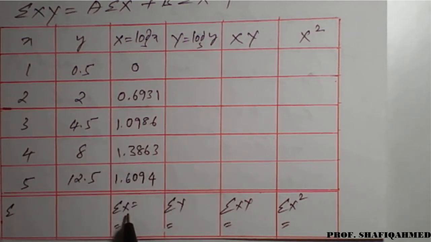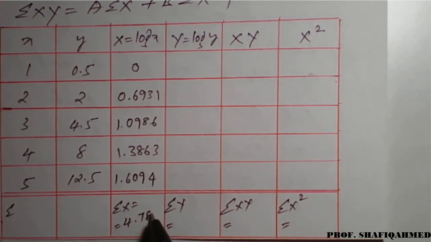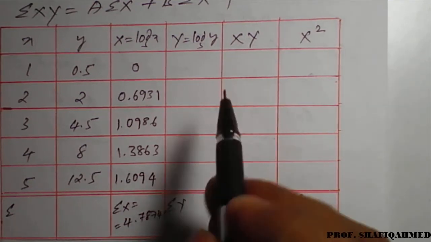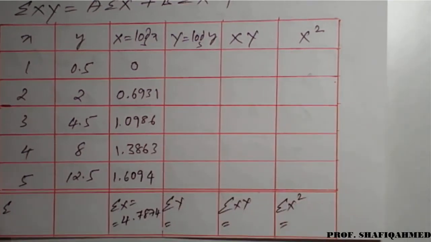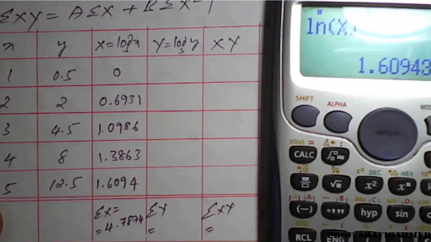So summation of capital X, on calculation, will become 4.7874. Similarly, we need to work out capital Y also here. Now we'll go for capital Y.